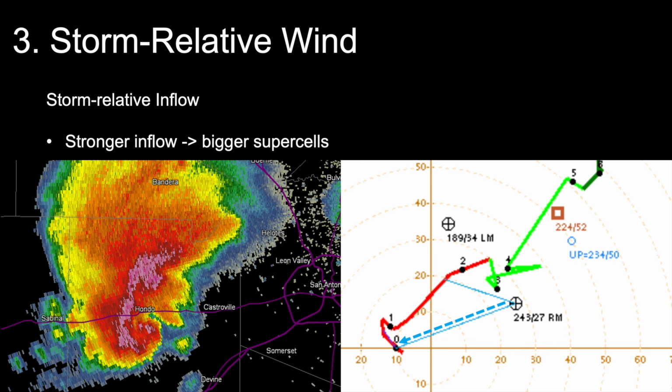And so what this does is just induce bigger supercells. This was the famous Hondo, Texas record hailer case back in 2021. And it was birthed by a really big supercell in an environment with really strong storm relative inflow. So this is the kind of hodograph that encourages these big plains style supercells.